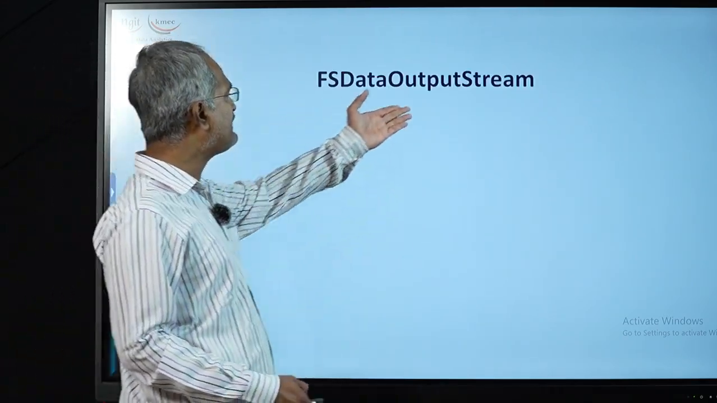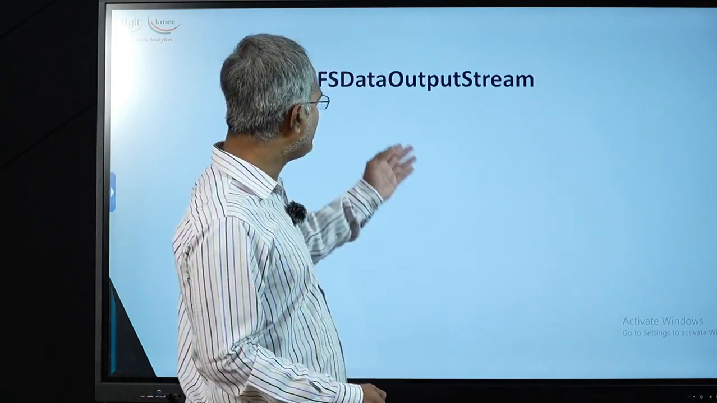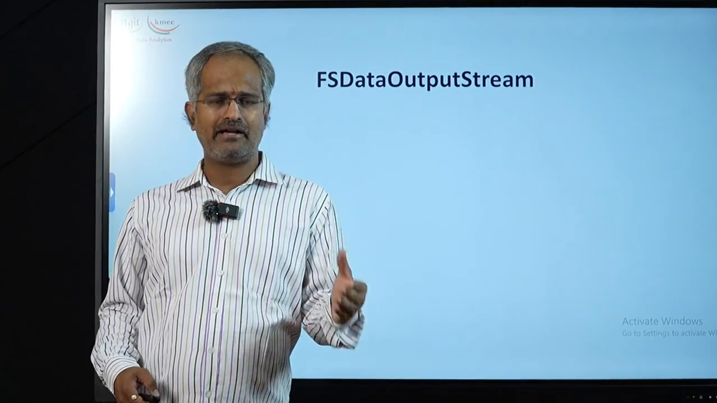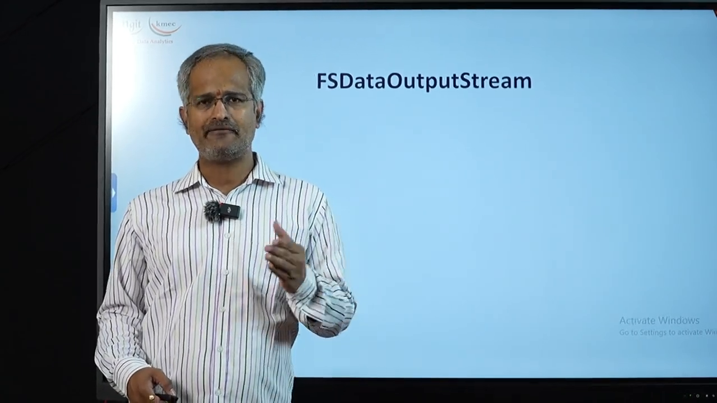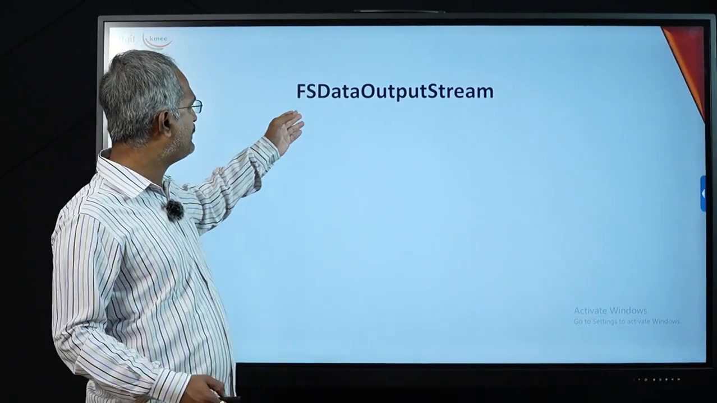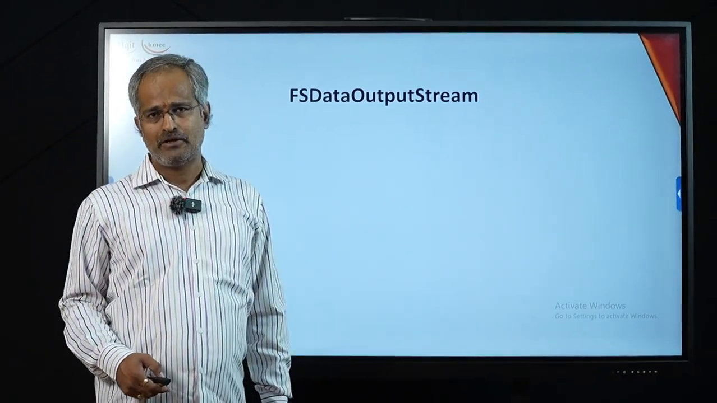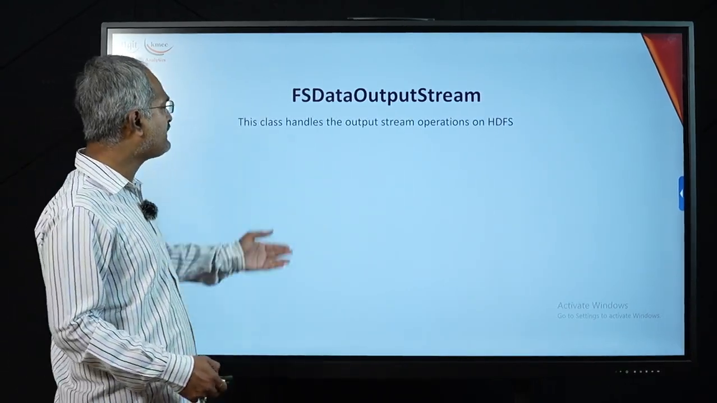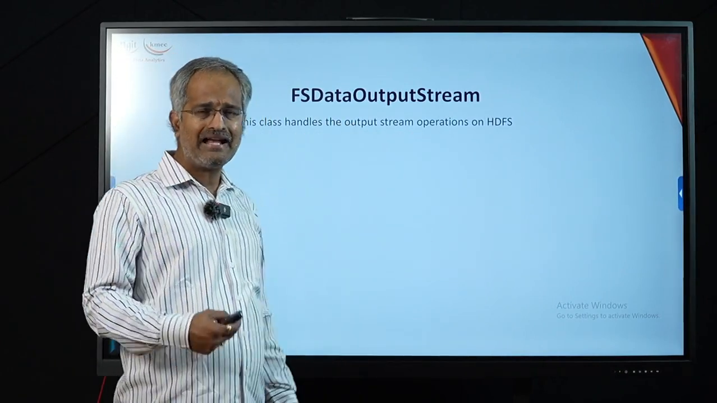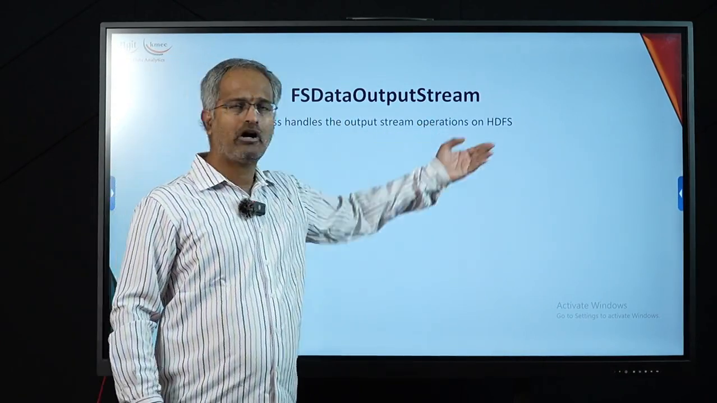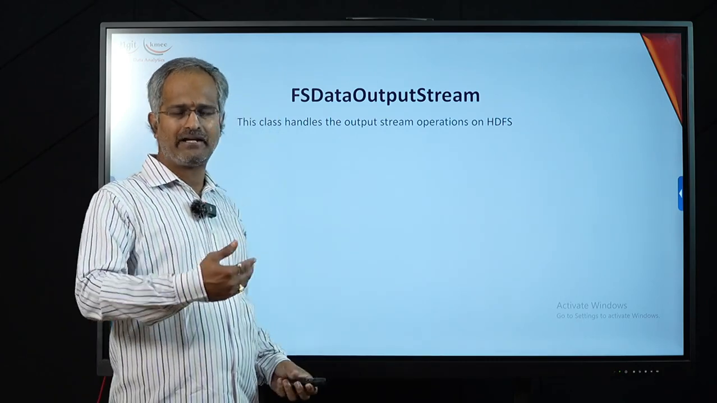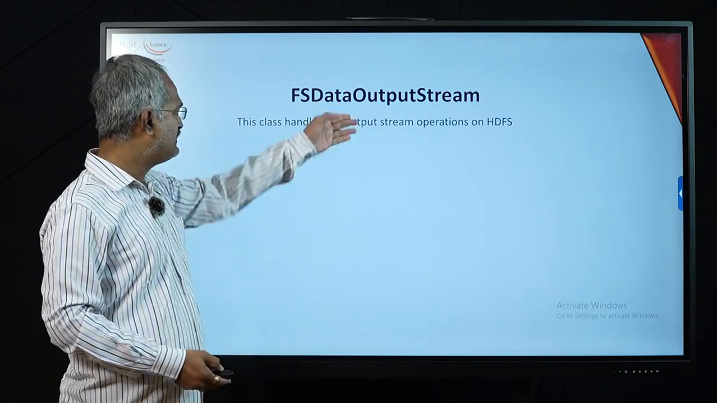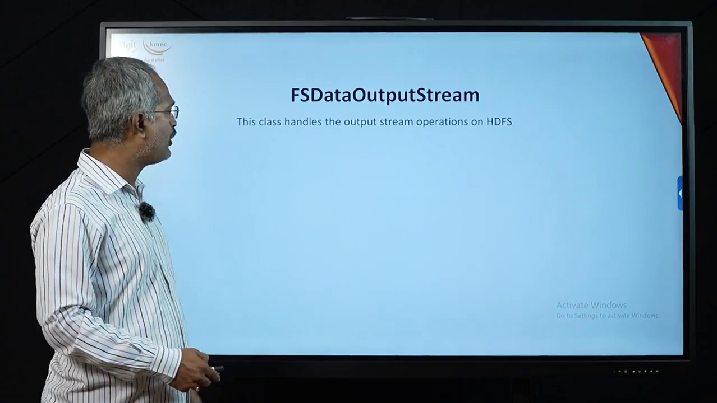Okay. Now FSDataOutputStream, we are discussing about the FSDataOutputStream. Till now we discussed about the configuration object and file system object. Now we are going to discuss about FSDataOutputStream. We are giving the overview of this. Now this class is used to handle the output stream on the HDFS, meaning that if you want to write some data onto HDFS file, then you can use the FSDataOutputStream object.